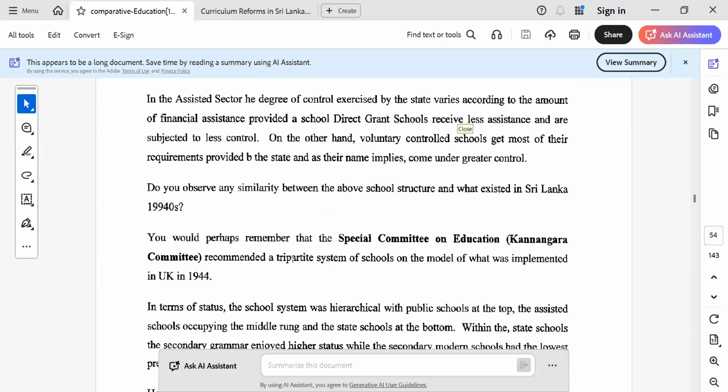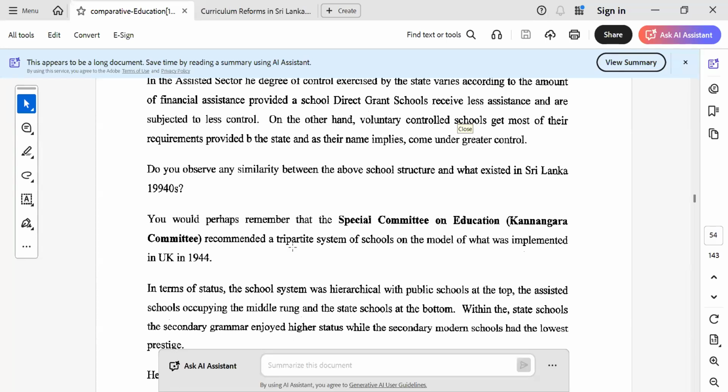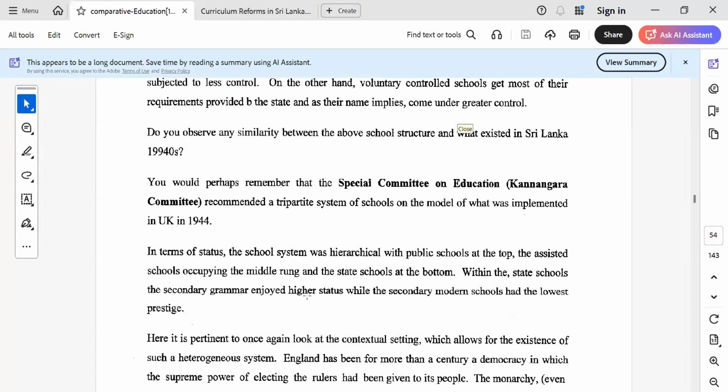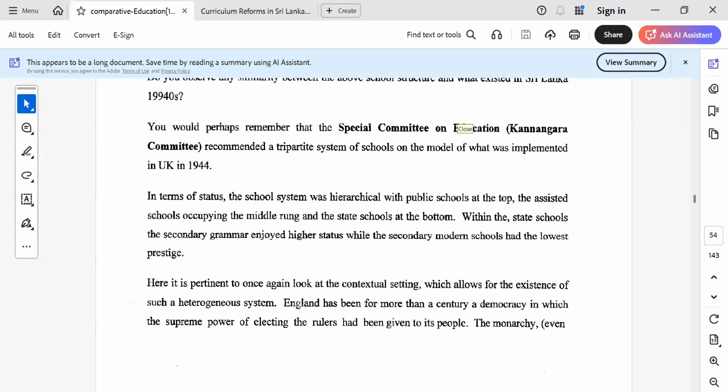So here, you would perhaps remember the Special Committee on Education, the Kannangara Committee, in 1940, right? It recommended a tripartite system of schools on the model of what was implemented in the UK in 1944. The same period they introduced it. Hierarchical, with public schools at the top, the assisted schools in the middle, and the state schools at the bottom. Within the state schools, the secondary grammar enjoyed higher status, while the secondary modern schools had the lowest prestige. This is the status of UK schools. So in the government sector, the grammar school has the higher achievers.